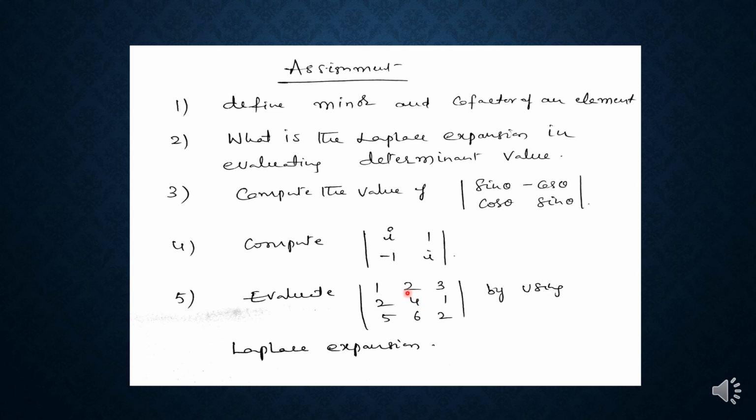Similarly, by taking the second element, minus 2 into its determinant 2, 1; 5, 2, that is 2 into 2, 4, minus 5, so minus 2 into 4 minus 5. Next, plus 3 into its determinant, deleting this row and column, we get the determinant 2, 4; 5, 6, that is 3 into 2 into 6, 12, minus 5 into 4, 20. By simplifying this, we will get the value of this determinant. So complete this assignment.